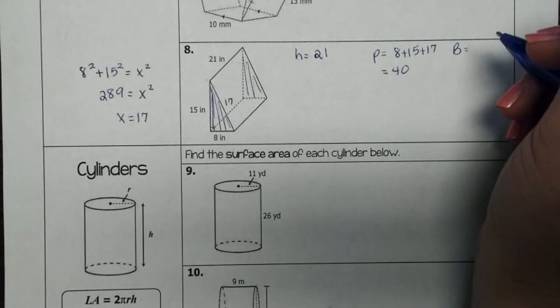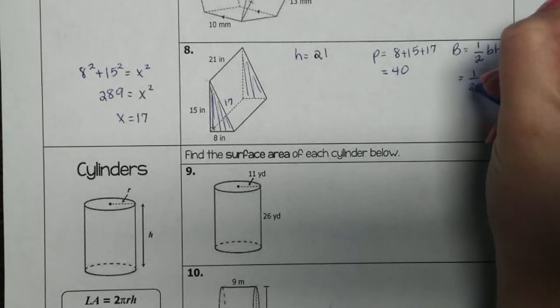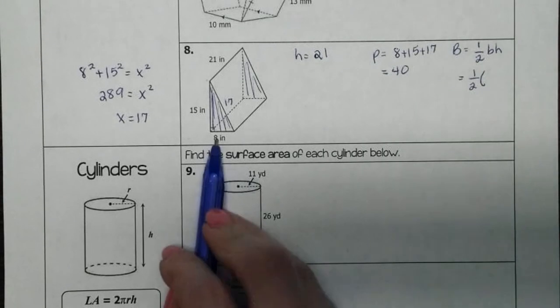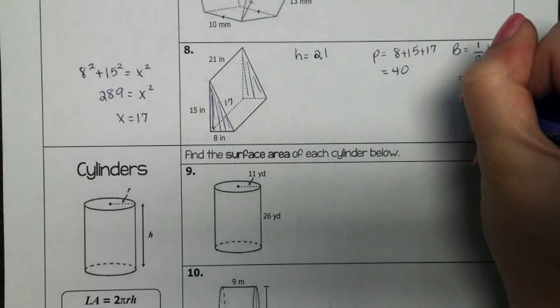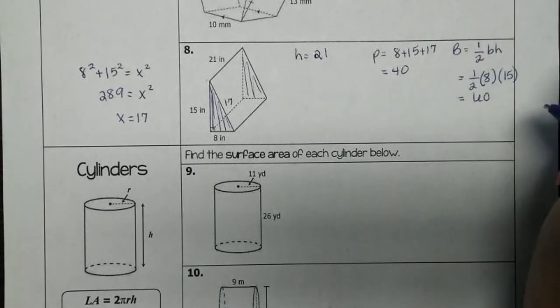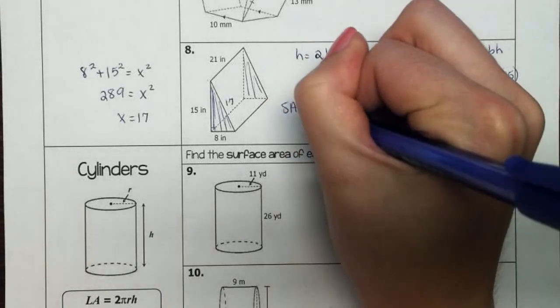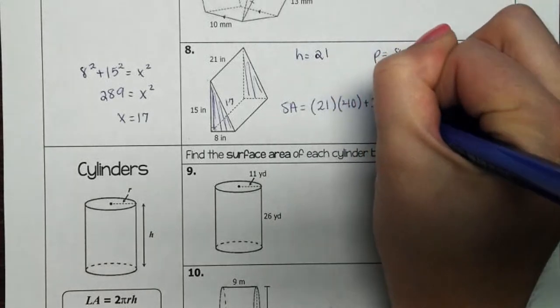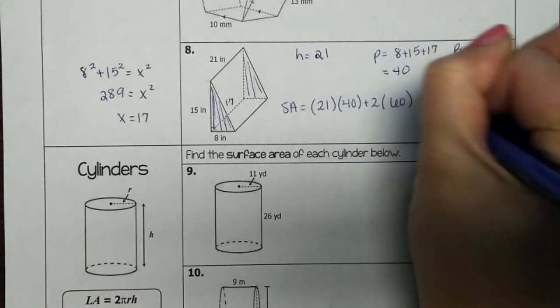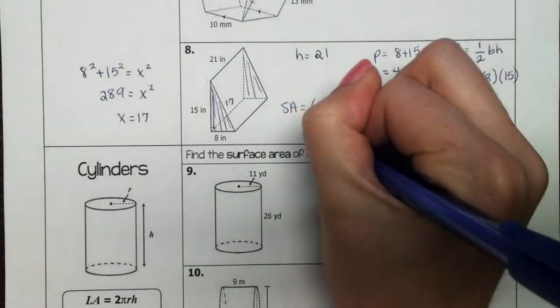Alright, now we're going to find the area of our base. Our base is a triangle, so the area formula is 1/2 base times height. So the base of my triangle is 8. The height of my triangle is 15. And I get 60. So now I'm ready to get my surface area. Height times perimeter plus 2 times my base. And I end up with 960 inches squared.